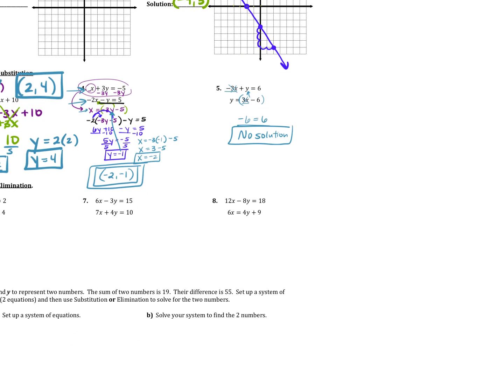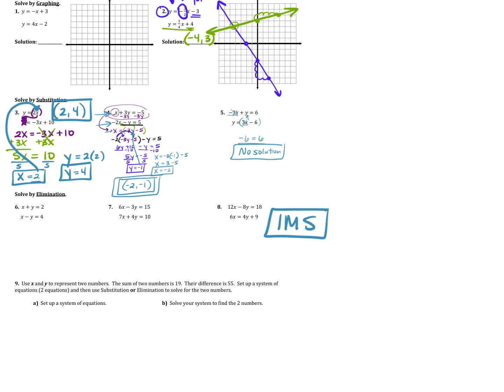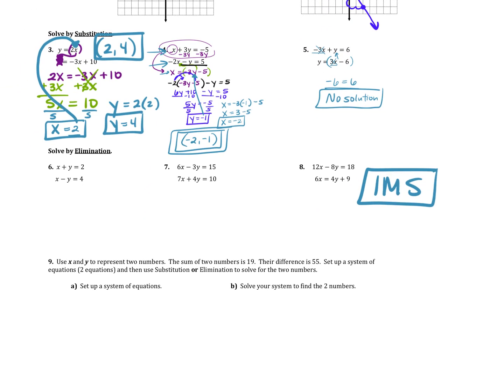If it's a true equation with no variables, then it's infinitely many. I believe, did this one come out to infinitely many? I think number 8 came out to infinitely many solutions. Talk to your neighbor if you're not sure. I know I talked to some people in the room about that the other day, so they could help you with that.